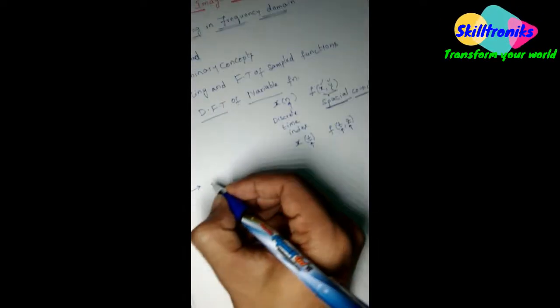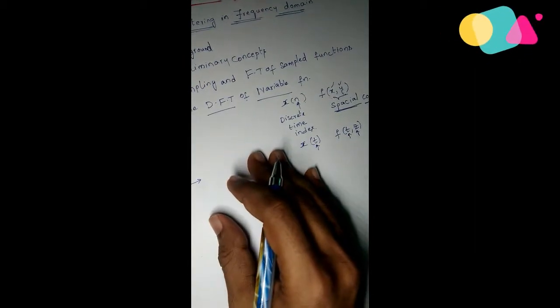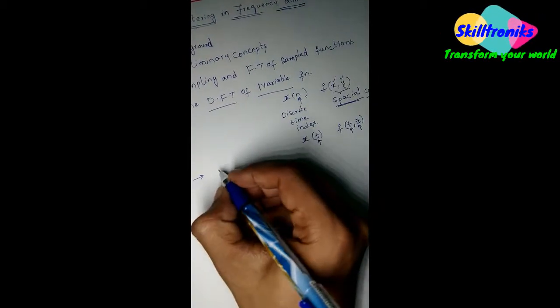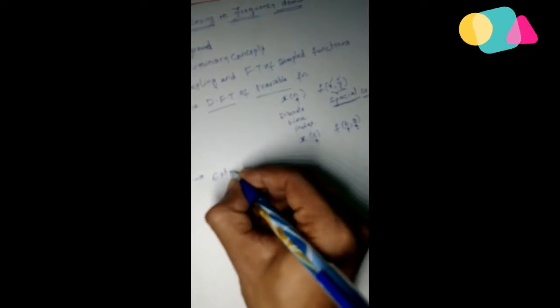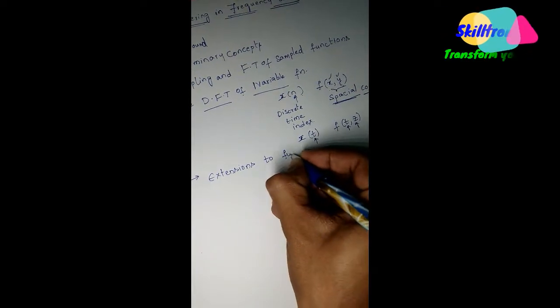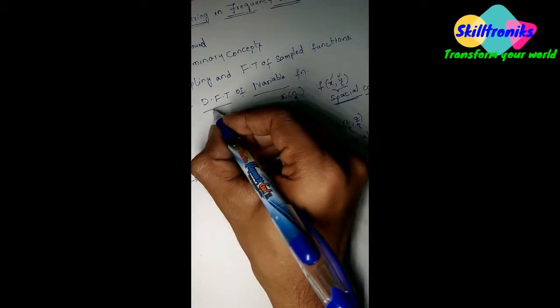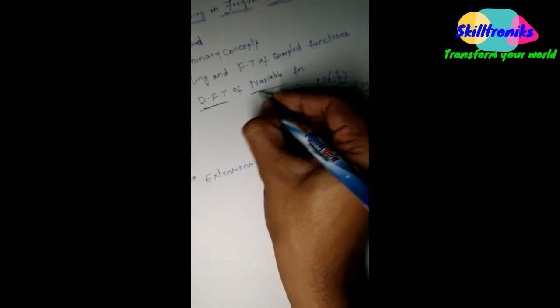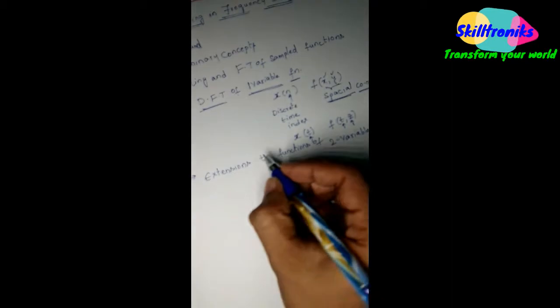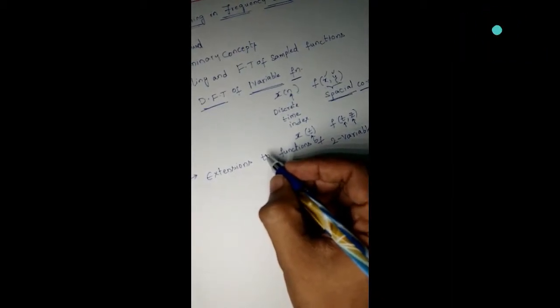And further, we'll also discuss extensions to functions of two variables. As I said, the discrete Fourier transform of one variable functions can also be extended to the discrete Fourier transform of two-dimensional functions.